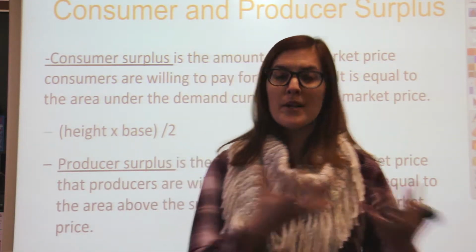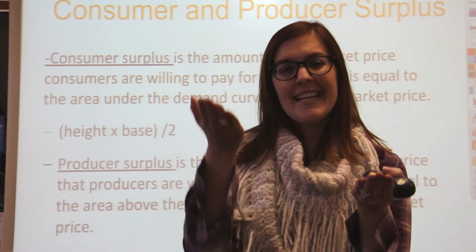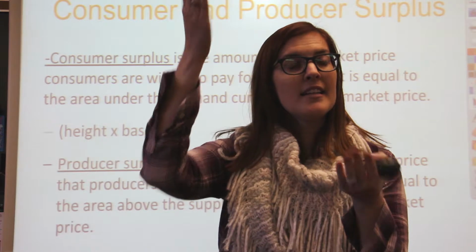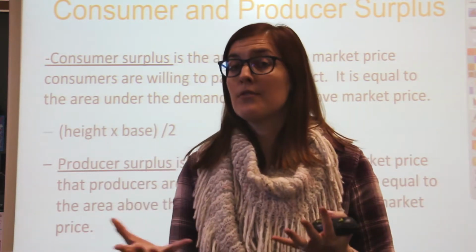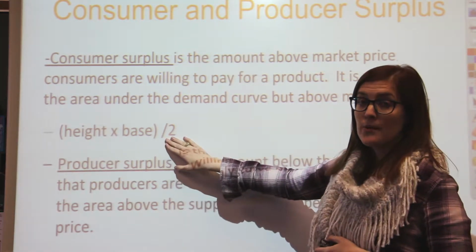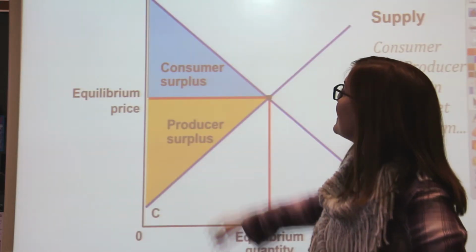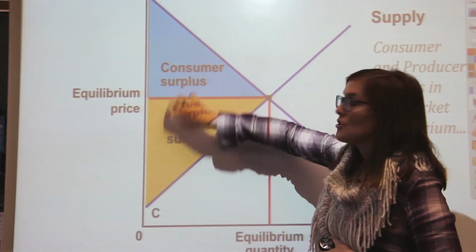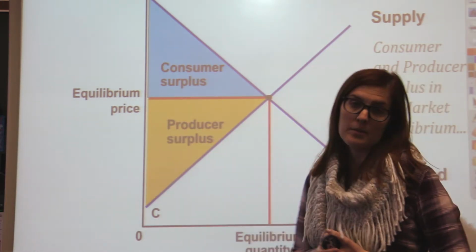If a producer breaks even, it means they're selling it for the same price as their cost of production. Any price higher than that is producer surplus, so price on top of the cost of producing a good. And if we have to calculate it, we would use this formula right here: height times base divided by 2, because what we're looking for is the area of these triangles. If we needed to calculate what the consumer surplus and the producer surplus are.